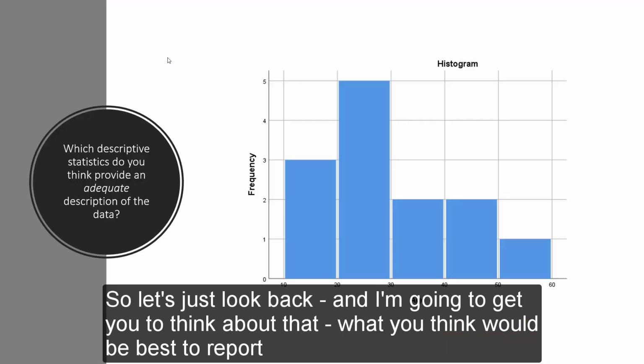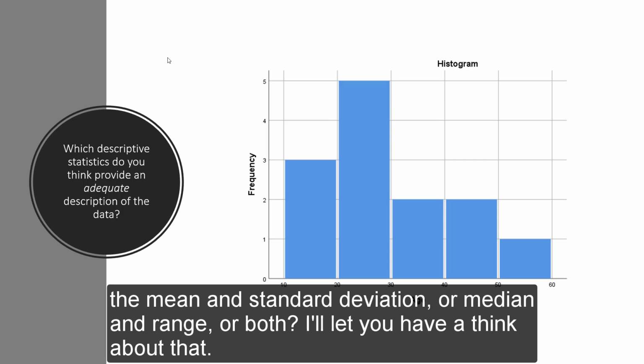So let's just look back. I'm going to get you to think about that. What do you think would be best, the mean and the standard deviation, or the median and the range, or both? I'll let you have a think about that.